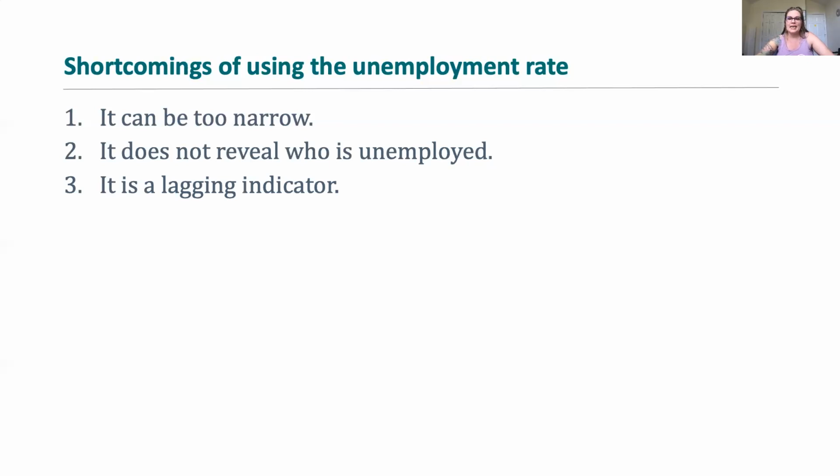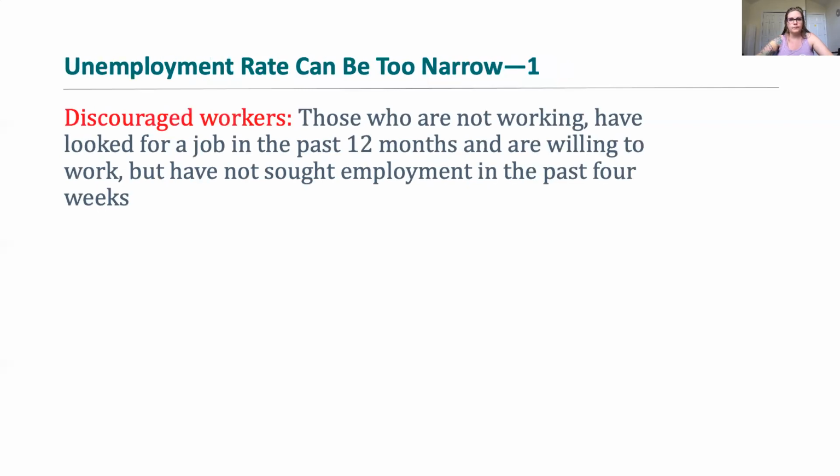Third, it's a lagging indicator, meaning that we only know about the employment or unemployment numbers after they've already happened. The Bureau of Labor Statistics in the United States calculates this data month to month and publishes a report quarterly. Let's go into this a little bit more in more detail.